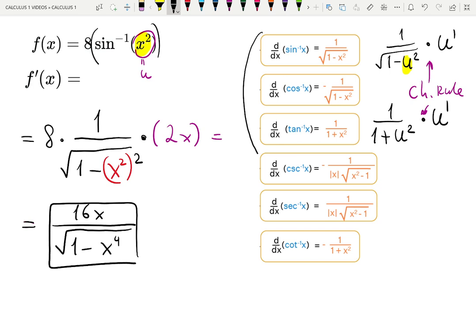Keep practicing those formulas. The more you do it, the better you become at differentiating inverse trigonometric functions. Good luck!